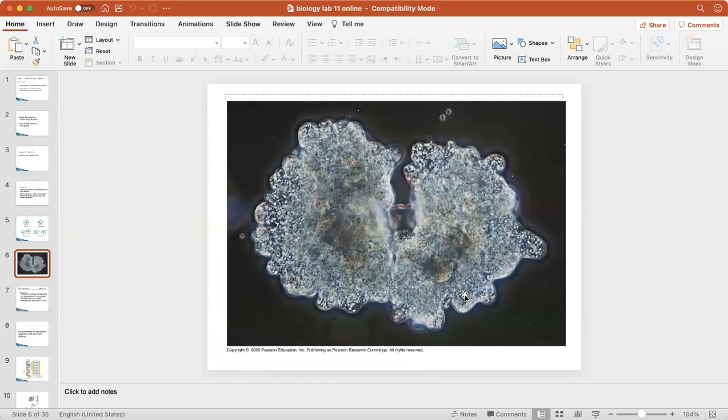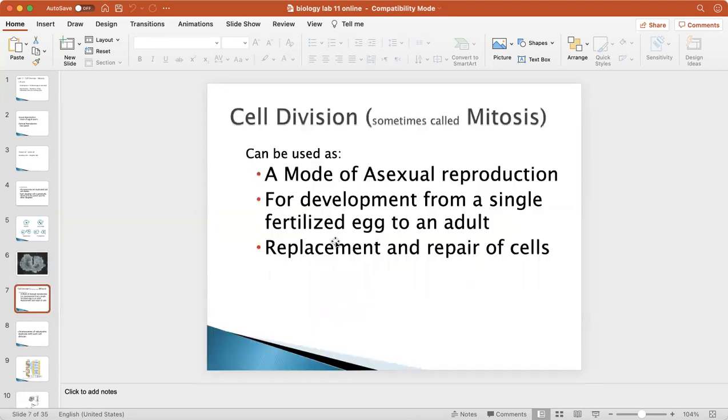And this is a really cool photomicrograph of the division of cells, showing how a new plasma membrane and cell walls form right down the middle after the nucleus divides.